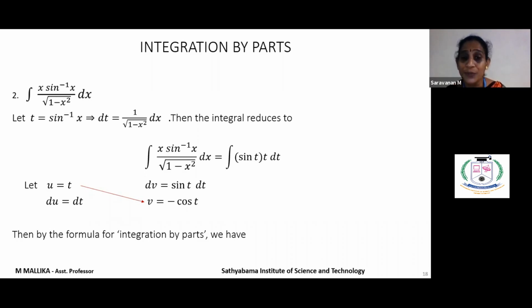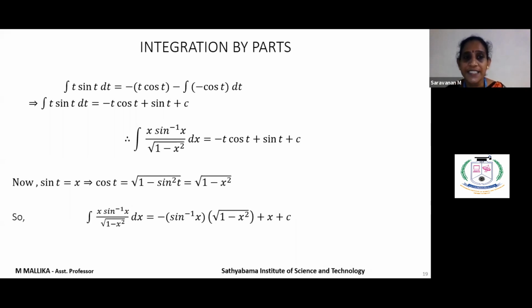And what is v? v is minus cos t. And now I'm going to apply the formula for integration by parts, which is integral u dv is uv minus integral v du. So integral t sine t dt is minus u into v, that is minus t cos t, minus integral v du, where v is minus cos t dt. So what you'll be getting is minus t cos t plus sine t plus c.